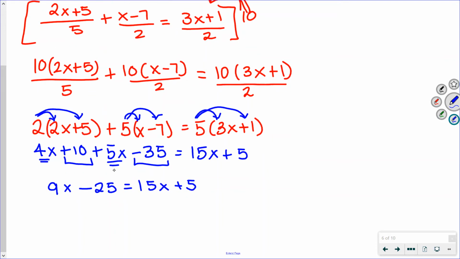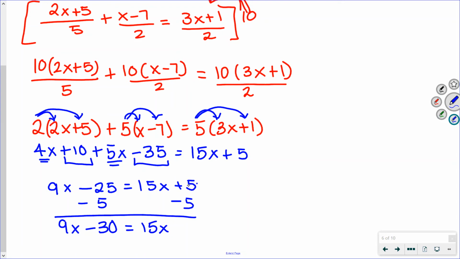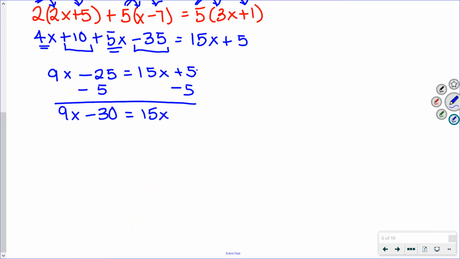So this time I think I'm going to move this 5 over. The inverse of plus 5 is minus 5, and we're going to do it to both sides. Bring down my 9x. Negative 25 minus 5 more is negative 30. 15x. Positive 5 and negative 5 is 0.